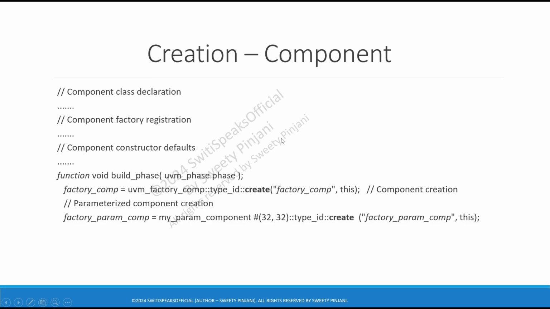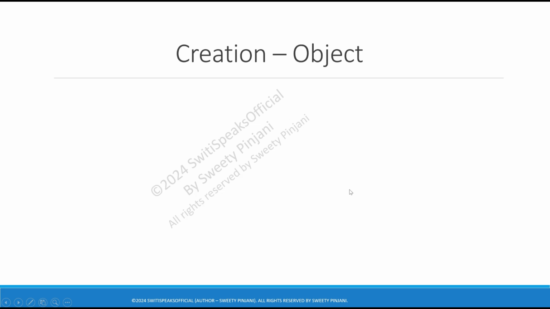Practice it. It's not so difficult. If you practice a few times, you will remember all the syntax. And that's the build function. For component, we do it in the build phase using the create method, which will take two arguments, name and the parent. Now let's see the creation of object.